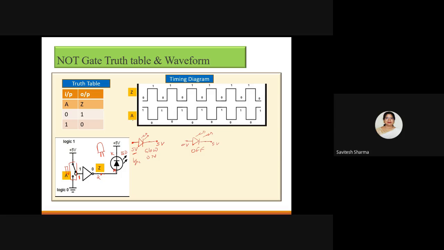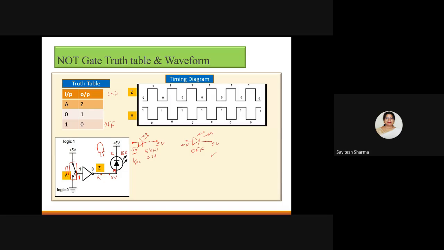Let's see. Suppose I am connecting like this. If you are applying input 1, that will generate a logic 0. Logic 0 means here you will have 0 volt, so in this condition your LED is off. That means it will not glow. Clear? So you are applying a 1, you will get 0, and for this case your LED will be off, it will not glow.